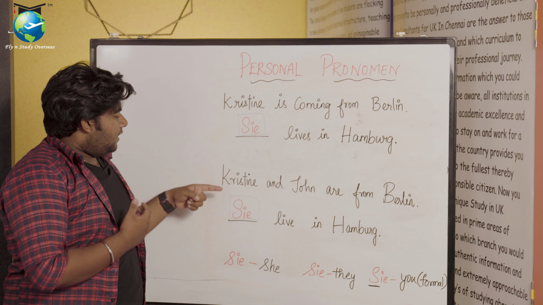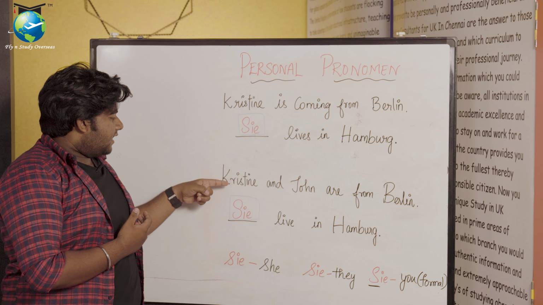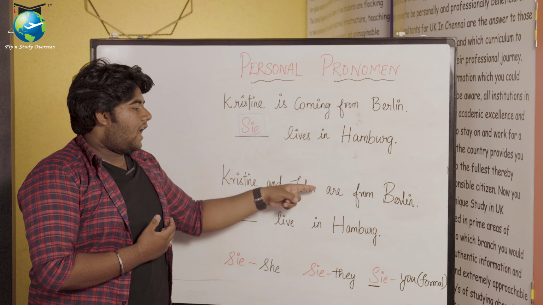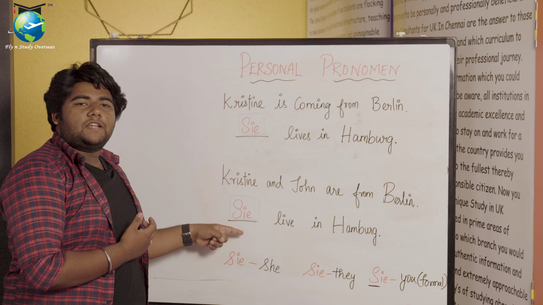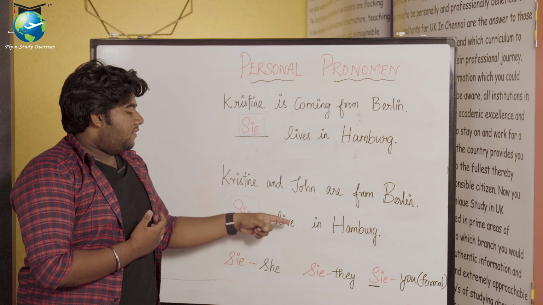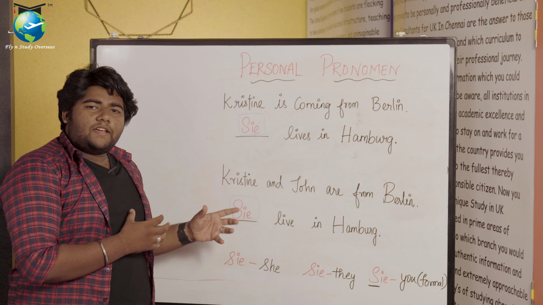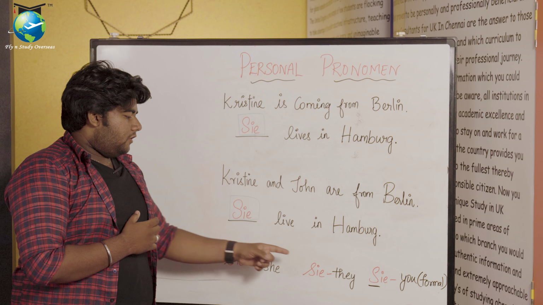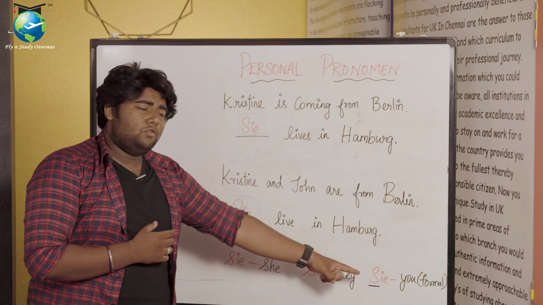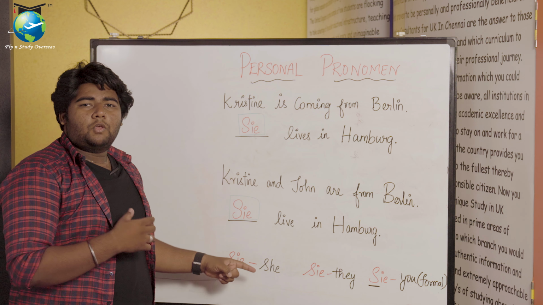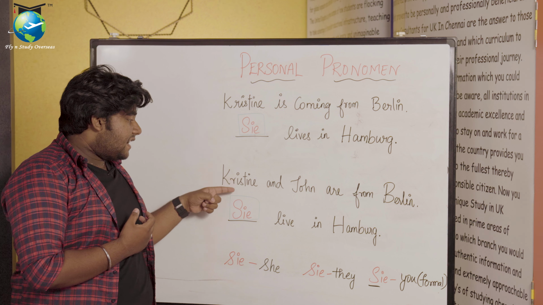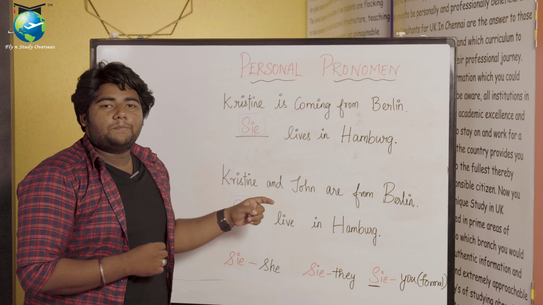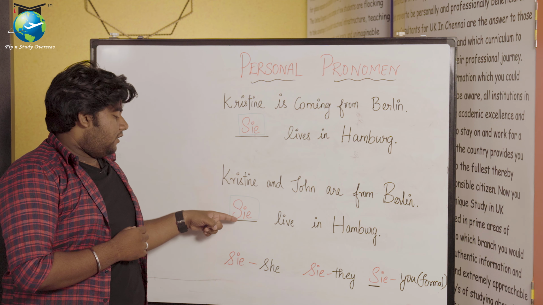Okay, and let's take another example. See here, Christine and John are from Berlin. I've ended this sentence here and I started a new sentence again. So dash live in Hamburg. So which sie can I use here? Of course, I can use only they. I can't use you or she. Why? Because the previous sentence is talking about Christine and John. There are two people here. So obviously I'll use they.